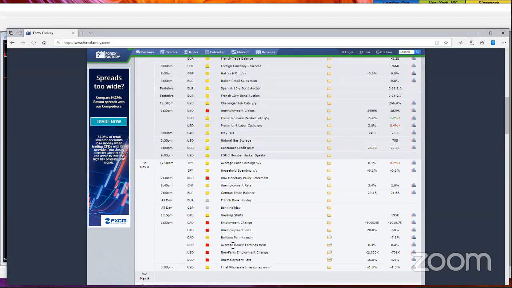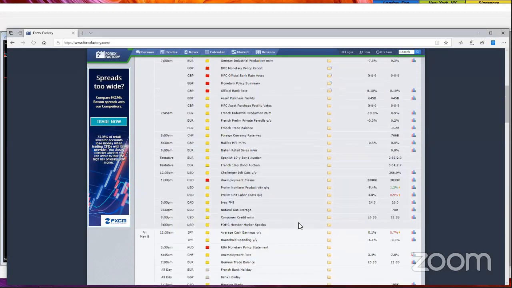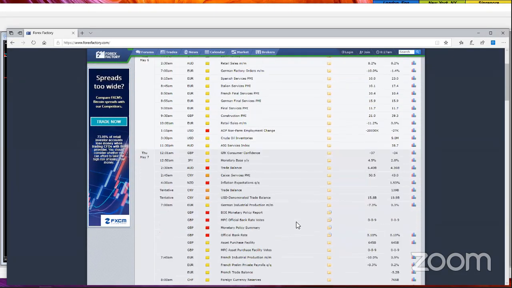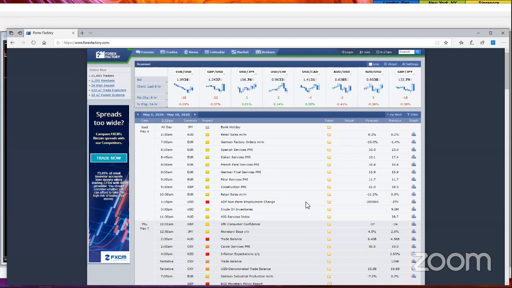Average earnings, forget that for right now. And a non-farm employment change. That's another huge number. Look at the expectation. Jeez. So we got a big week ahead of us in the market. So we are definitely looking for the shorts. The question is, can we get it, and can we get the price we want? Crystal ball stuff.